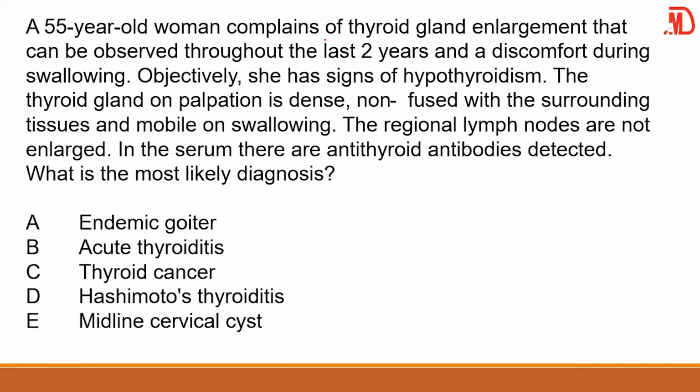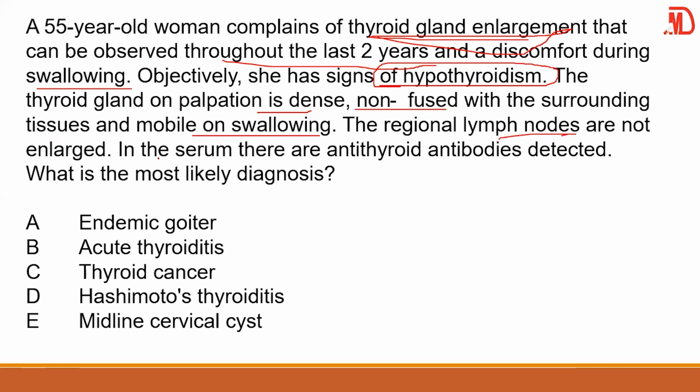A 55-year-old woman complains of thyroid gland enlargement that can be observed throughout the last 2 years, with discomfort during swallowing. Objectively, she has signs of hypothyroidism. The thyroid gland is, on palpation, dense, non-fused with surrounding tissues, and mobile on swallowing. Regional lymph nodes are not enlarged.